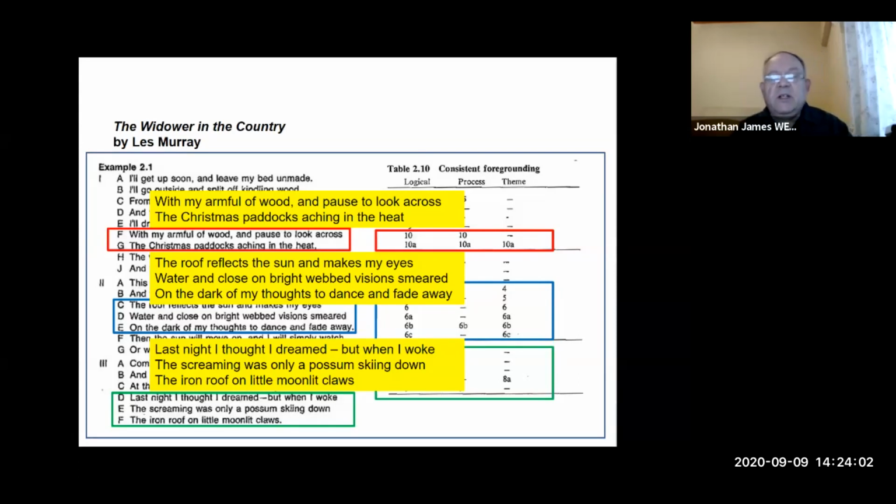The last sentence stands out above all. There, the tense is different. There, so powerfully: "Last night I thought I dreamed, but when I woke, the screaming." That one, a nominalization here, the screaming. Who's screaming? He's dreaming. How does he know who's screaming? How does he know there was a scream? Perhaps it was his own.